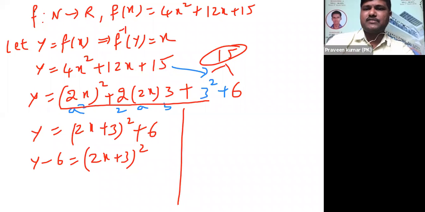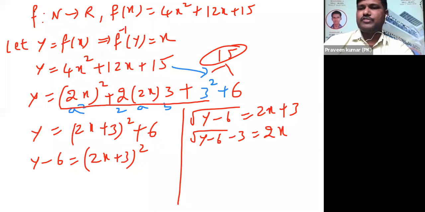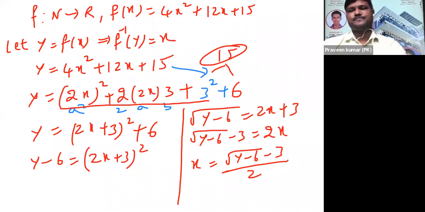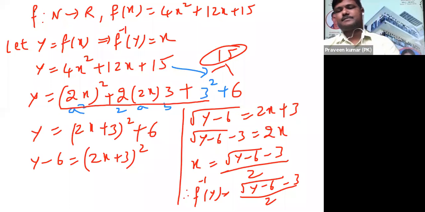Next step, square transfer to left hand side: root of y minus 6 is equal to 2x plus 3. 3 transfer to left hand side: root of y minus 6 minus 3 is equal to 2x. 2 transfer to left hand side: x is equal to root of y minus 6 minus 3 by 2. What is meant by x? Therefore, f inverse of y is equal to root of y minus 6 minus 3 by 2.